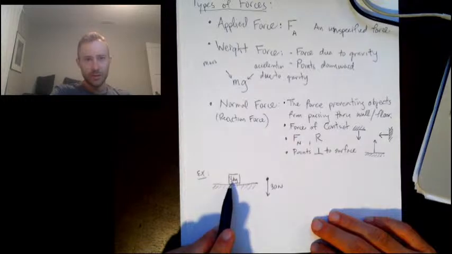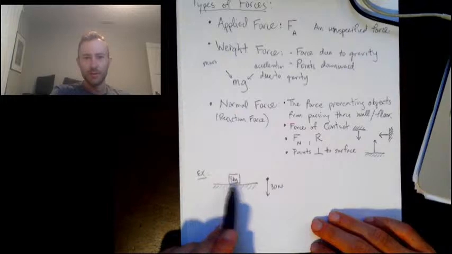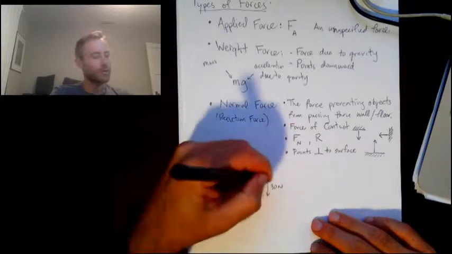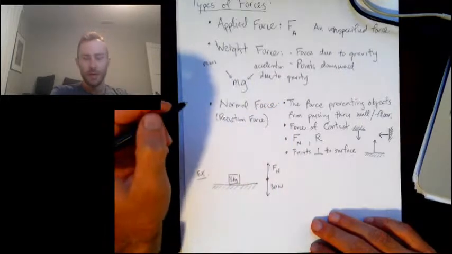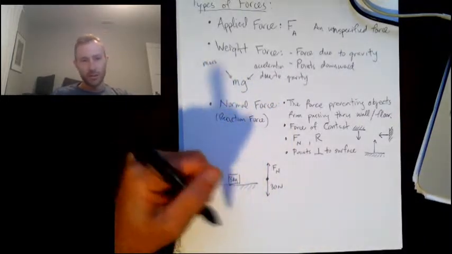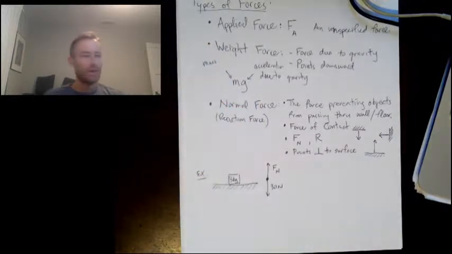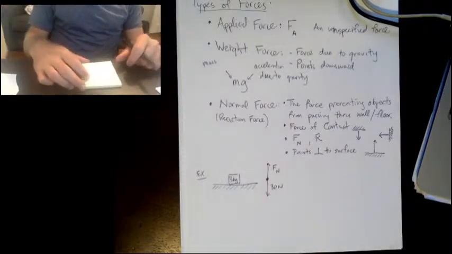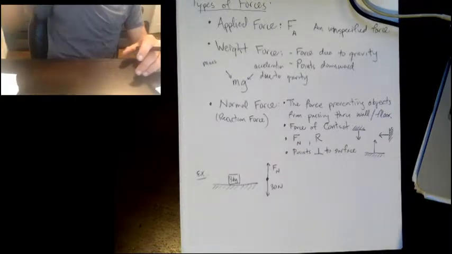Now the box is sitting on the floor, and so the normal force from the floor is going to point upward. F sub n points upward. Okay, so now how do the sizes of these two forces compare? Well, let's do a little thought experiment. What if the normal force was bigger than the weight force? What would that mean? Well, that would mean that the object is sitting on the surface, and the normal force is bigger than weight, so it would actually accelerate up into the air.